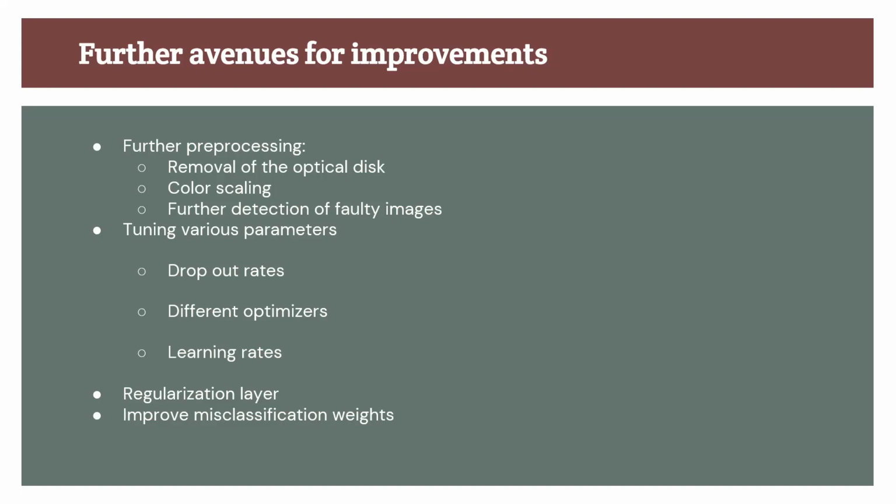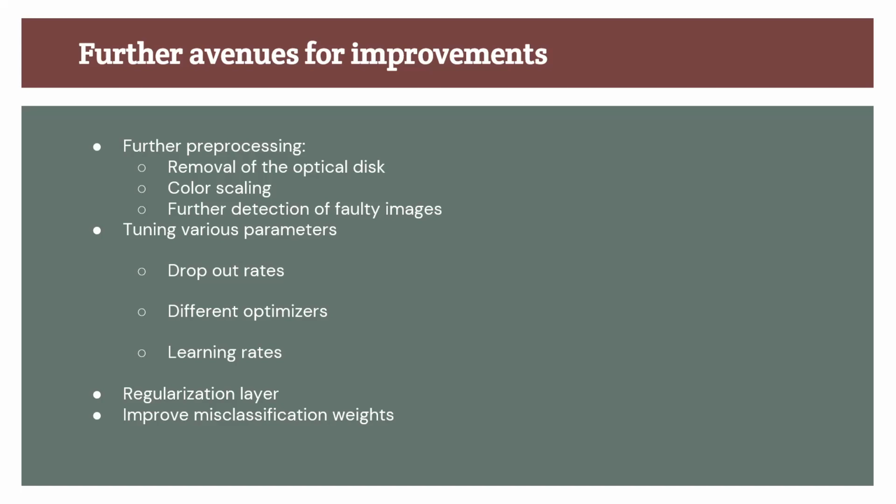Additionally, we could also improve our pre-processing by further focus on detecting blurry or otherwise unclear images, on top of the detection of too light and too dark images we already have. There are also various parameters we would like to further tune by iterating over the various possibilities and see which provides us with the best models. Some of these variables include the dropout rates, the different optimizers, and the learning rates.